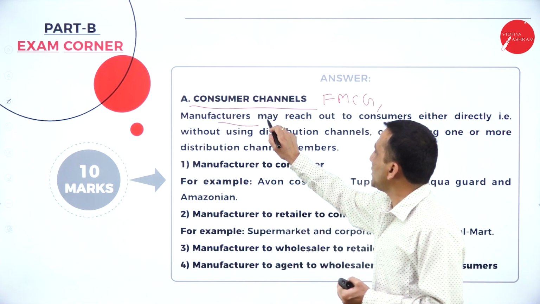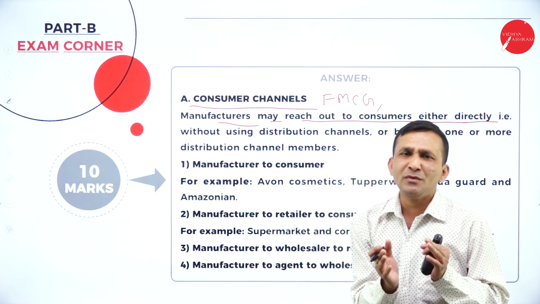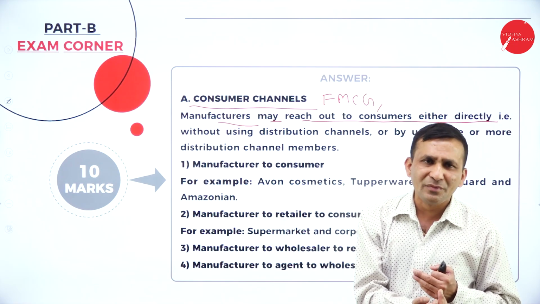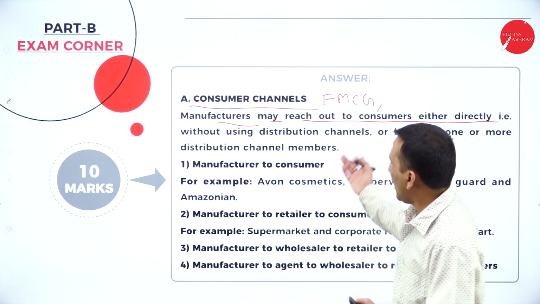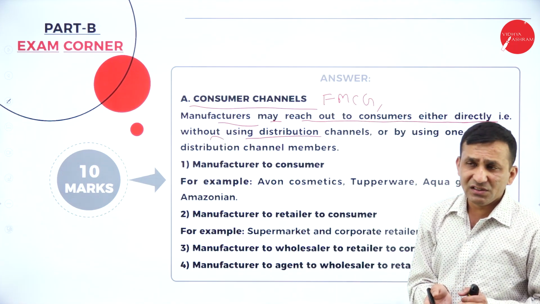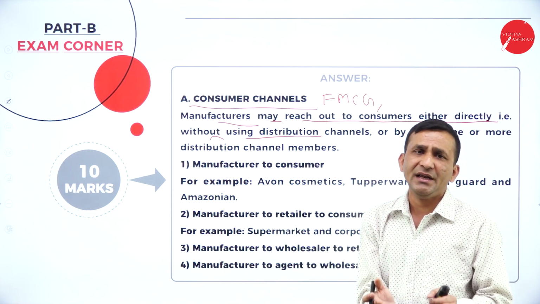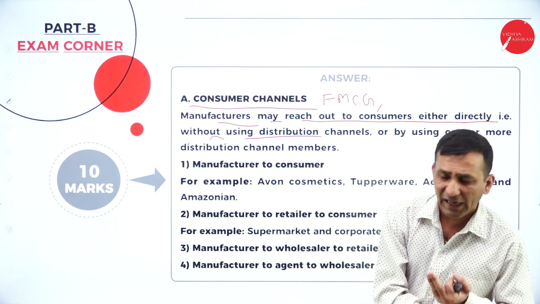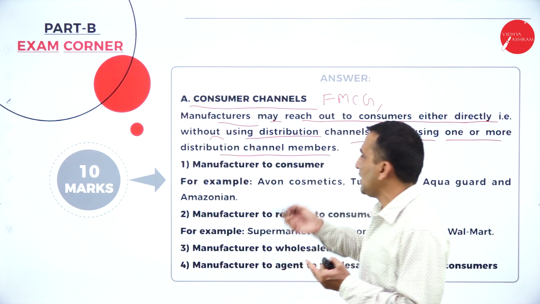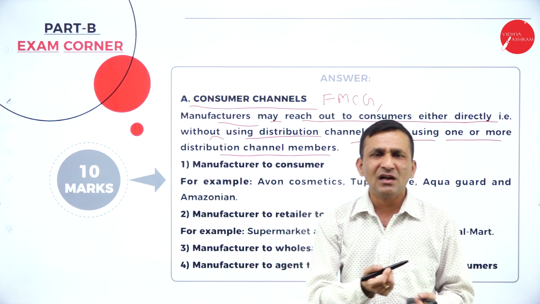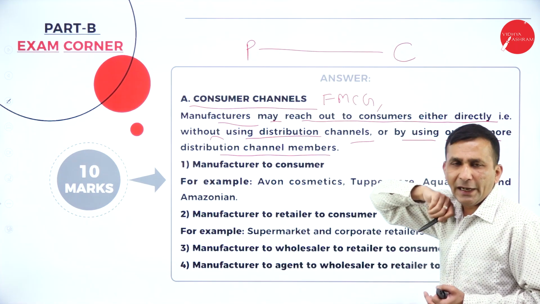So the manufacturer may reach the consumer either directly. In case of consumer products, direct marketing is the latest, recent market trend. Without using any distribution channel, if the price or the size of the product is too high, then companies sell directly to the end consumers. Or by using one or more distribution channels, retailers, wholesalers, whatever the producer, finally it wants to reach the end consumer.